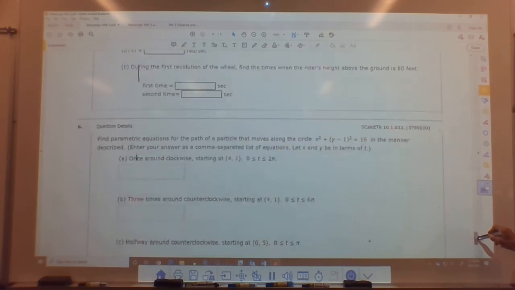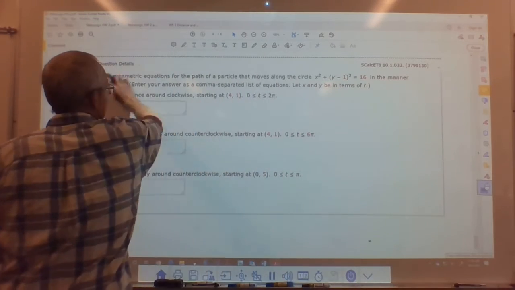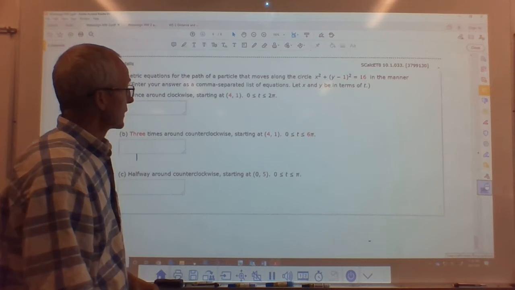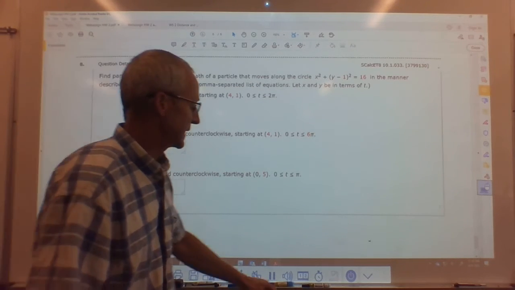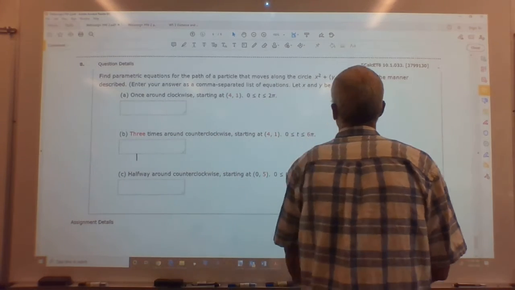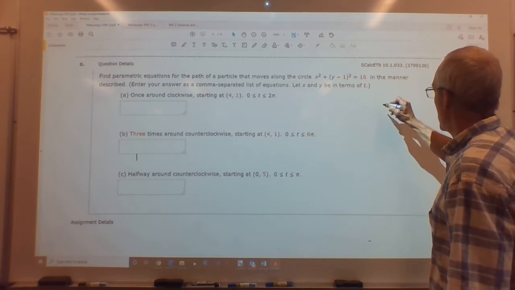So number 8 says find parametric equations. That means there's a t in it. For the particle that moves along the circle, x squared plus y minus 1 squared equals 16. Now mine's different from yours, but let's draw that picture then. X center is 0, y center at 1.